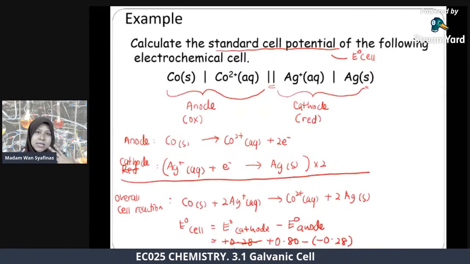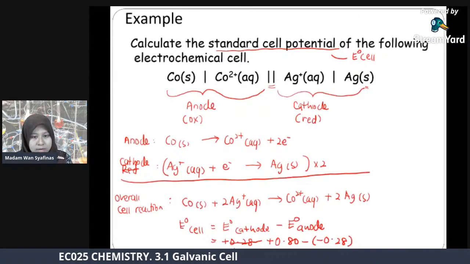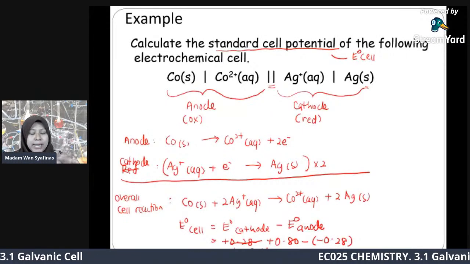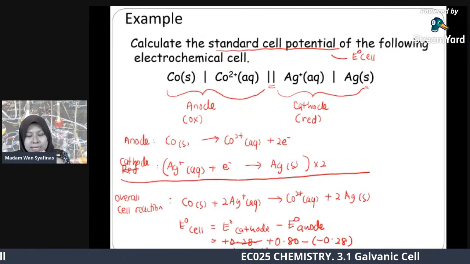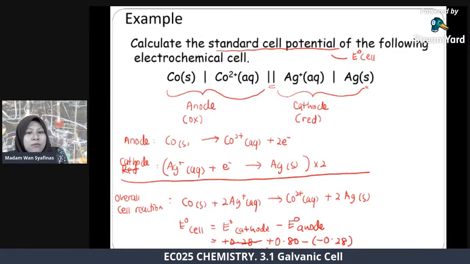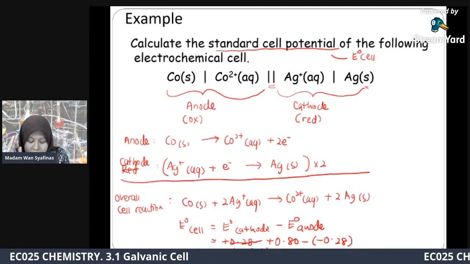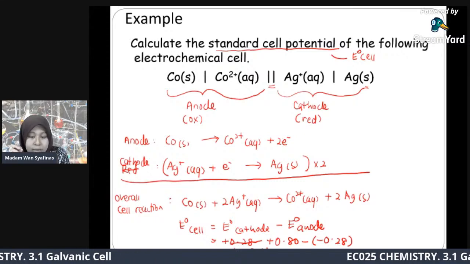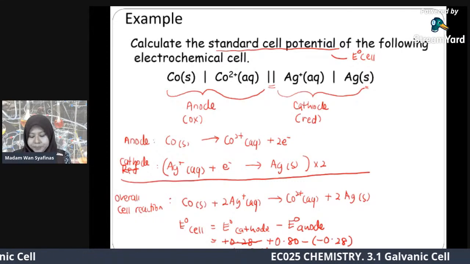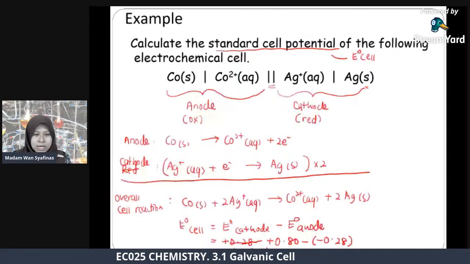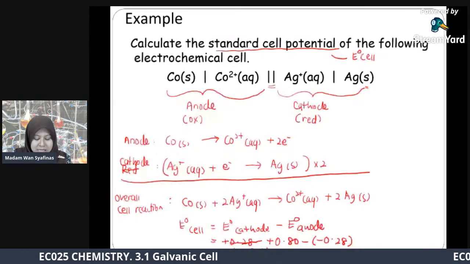Okay, because tadi masa kita construct kita punya galvanic cell, kamu nampak tak electron tu dia connected ataupun two electrode tu dia connected by voltmeter. So voltmeter tu to determine the voltage. Okay, so jadi unit dia akan jadi volt, V. So plus 1.08 volt. Okay. So yang ni untuk calculate E naught cell lah. Hopefully kamu boleh catch up lah macam mana kita nak calculate.